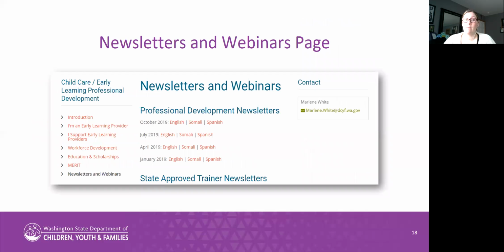So again, you have the newsletters and webinars option on our professional development page. They have this standalone option there, and you'll find all previously recorded webinars as well as professional development newsletters. The newsletters are available in English, Spanish, and Somali. And you'll also find our state approved trainer newsletters, which were previously just for state approved trainers, but is now for growing the workforce. And so it's all relationship-based professional development individuals.